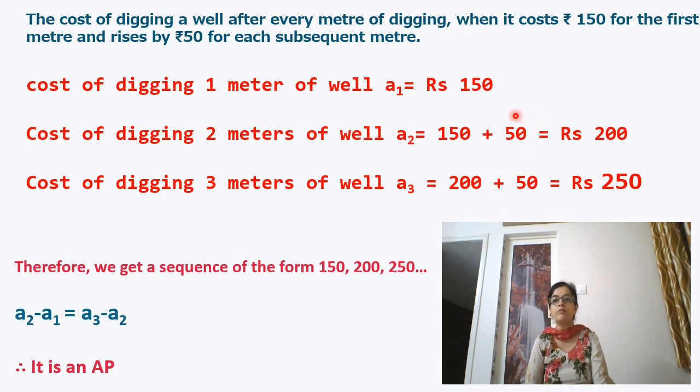Second term will be 150 plus 50, which is 200. And what about the third term? You have to add 50 to 200 in order to obtain the third term. And the third term A3 is equal to 200 plus 50, that is 250. And here goes the AP. Your AP is ready. The AP is 150, 200, 250 and so on. And as you can see that A2 minus A1 is equal to A3 minus A2. It means the difference between the pair of terms is equal, hence it is an AP.